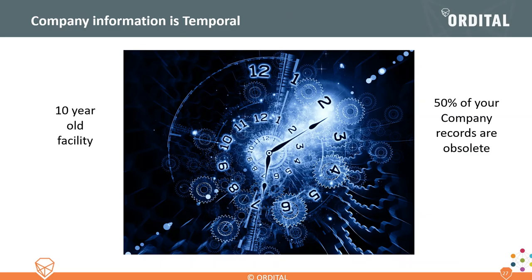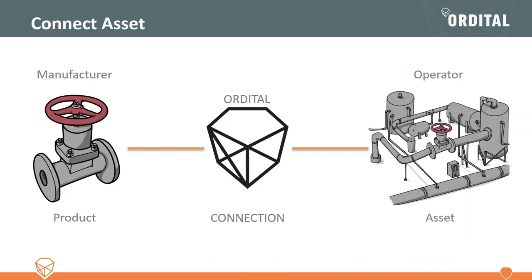But what we also do is look at the data itself. The companies on that asset, that made that asset, change over time. If the facility is 10 years old, our rule of thumb is that half of the companies related to that asset don't exist in that form anymore. So what we do is we connect the asset that you operate to a manufacturer that produced it.